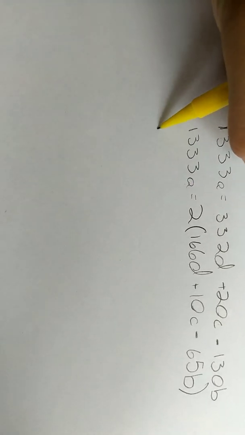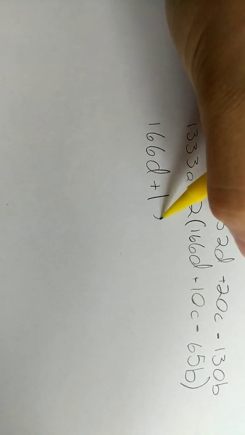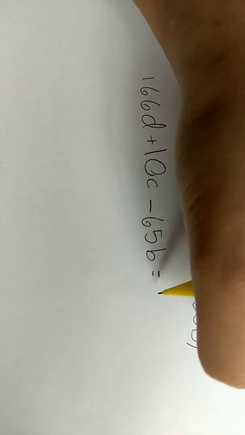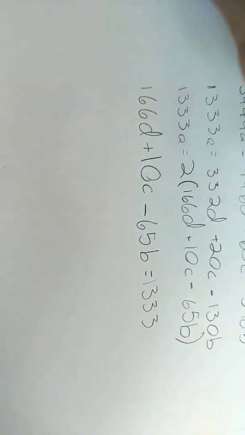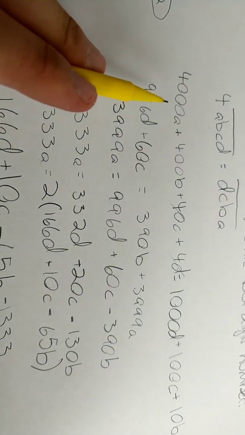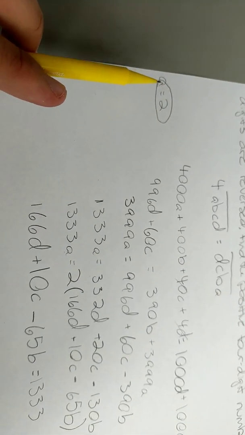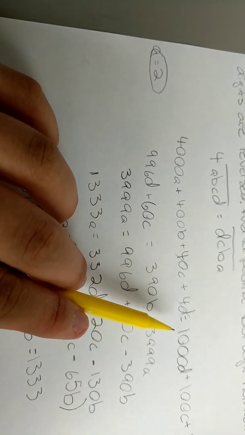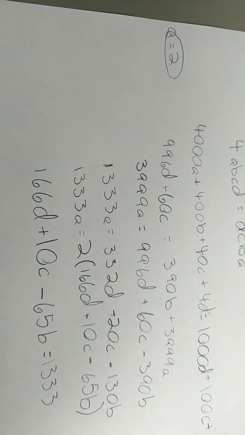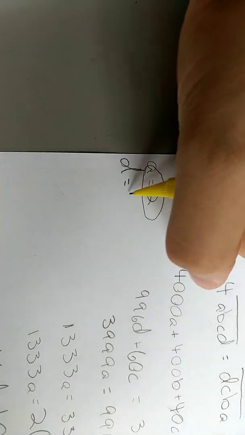And now we have 166D plus 10C minus 65B equals 1333. Okay, now remember what I told you up here, how the 4000A corresponds to the 1000D. Since A is equal to 2, that would make 1000D equal to 8000. So D has to equal 8. So I'm going to write that over here: D is equal to 8.